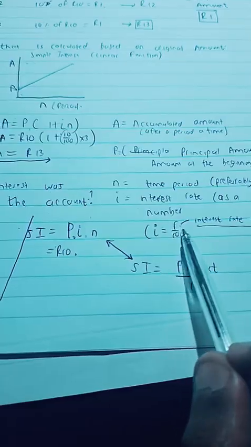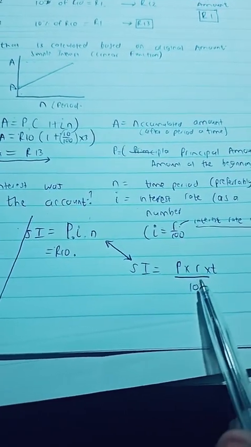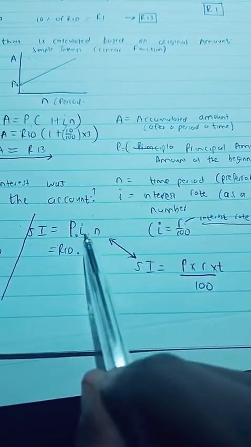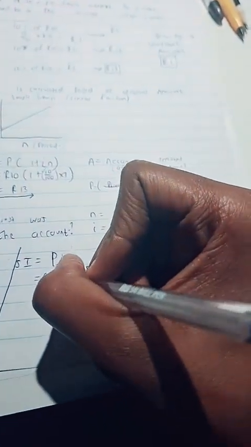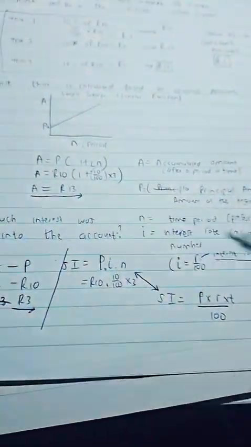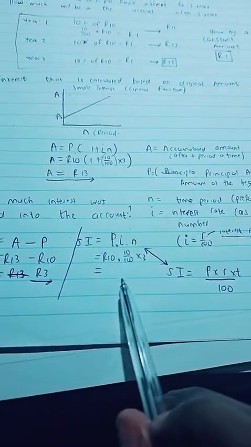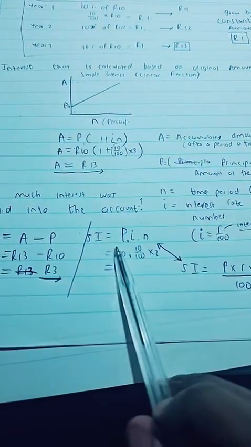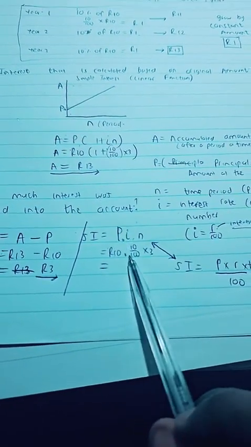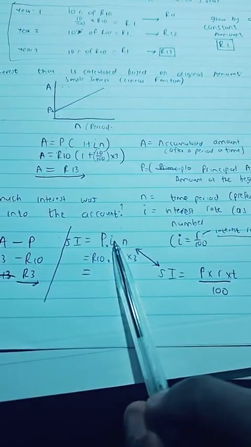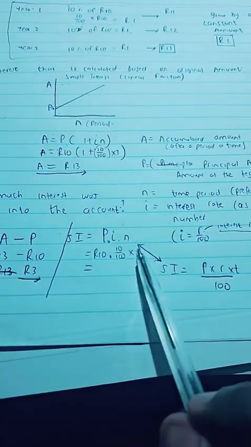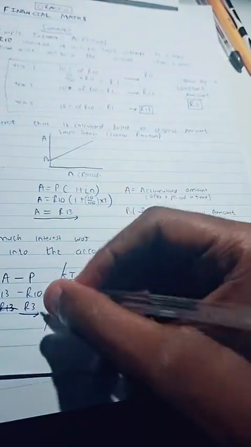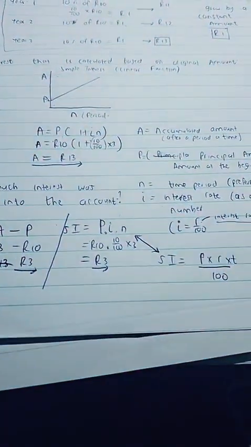Remember, what did I say about I? I is R over 100. So that's why I'm saying these two formulas are actually the same. They are the exact same formula. Your I can be written as 10 over 100. Then you times it by the number of years, which is 3. So if you were to calculate this, 10 Rand, which is the principal amount, times the interest rate, which is 10%, so we say 10 over 100, we times that by 3. Then we should be able to get the interest paid, which is 3 Rand.